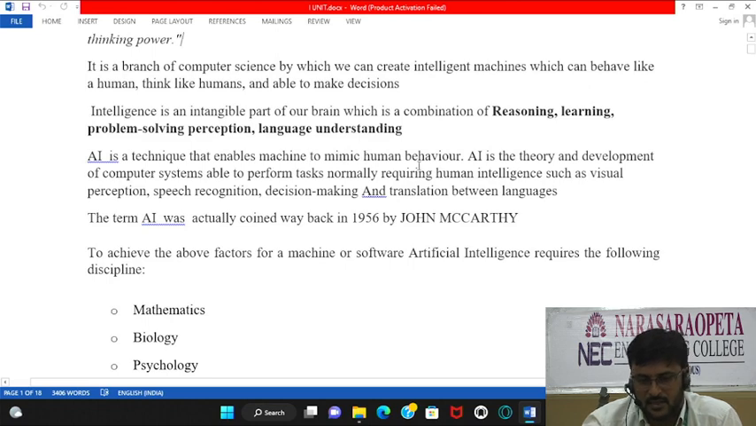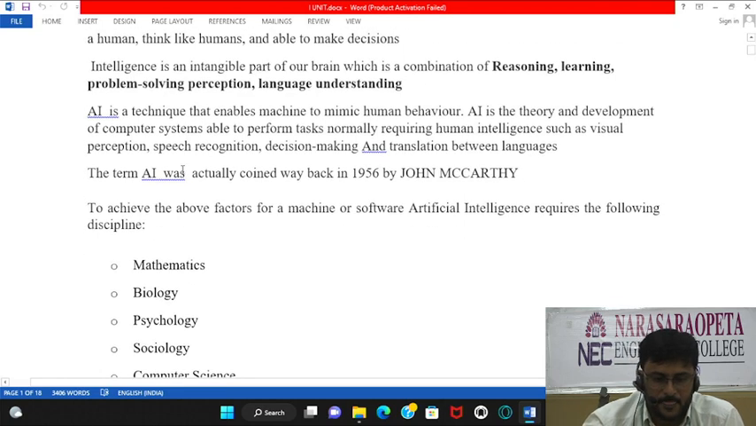AI is the theory and development of computer systems able to perform tasks normally requiring human intelligence, such as visual perception, speech recognition, decision making, and translation between languages. The term AI was coined way back in 1956 by John McCarthy.